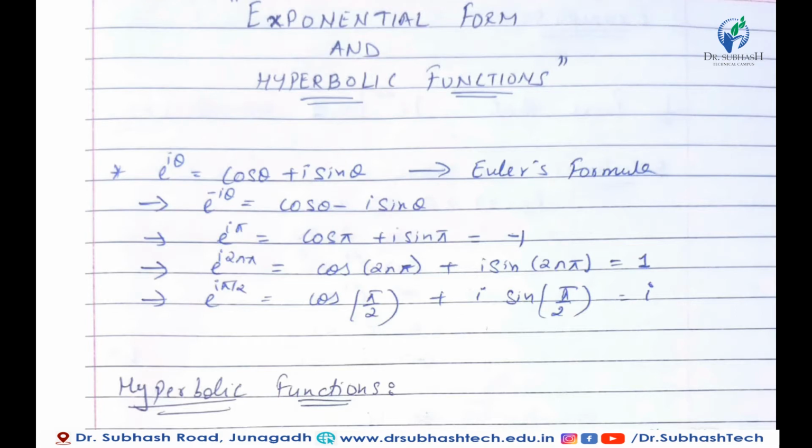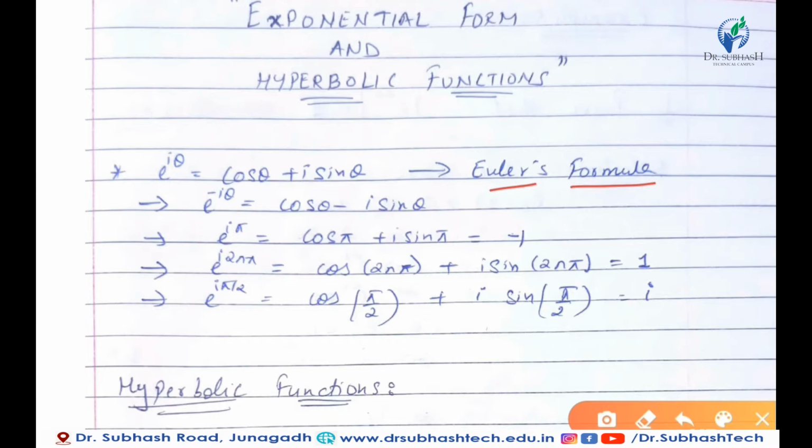Today we will discuss exponential form and hyperbolic function as a topic of complex numbers. Now, e raised to i theta is equal to cos theta plus i sin theta, known as Euler's formula, which is the basic formula in complex numbers, and it will be useful to solve many examples. Now, for different values of theta, we can find different values. Let us see some examples.